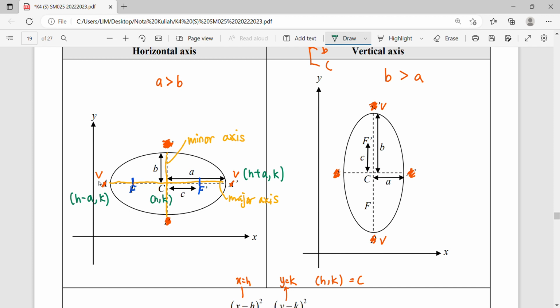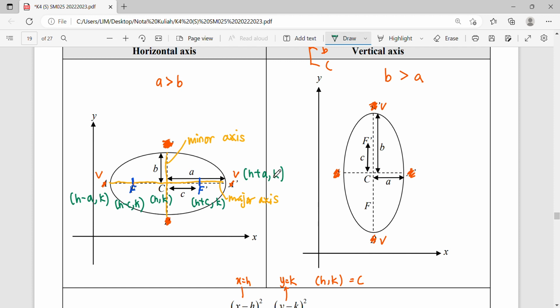And then we can get our focal point. So focal point is jarak c. Therefore, for focal point, it will be h plus c. Untuk yang kiri, kita tolak, h tolak c. So, pergi kanan, tambah. Pergi kiri, tolak. So, kiri kanan berubah. Maksudnya, x koordinat akan berubah. Y koordinat kekal sama. Just k only.